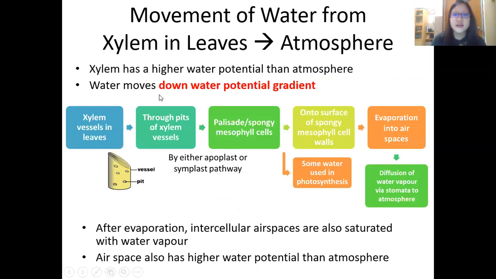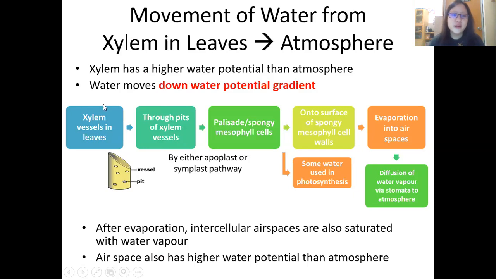What is happening here? The xylem has a higher water potential than the atmosphere, obviously, and water continues to move down the water potential gradient. As you know, there's a lot of ultrastructure, a lot of tissues in the leaves as well. So how many sections or tissues does water go through in order to get to the environment?